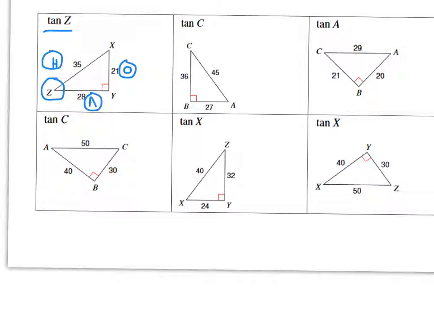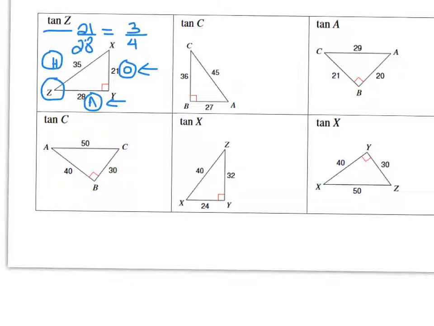I know the tangent ratio is the opposite leg over the adjacent leg. So the O over the A, opposite leg over adjacent leg. So I'm going to write the tangent of angle Z as 21 over 28. Now, that reduces. Both of those numbers are divisible by 7. So if I divide both numbers by 7, or you can just use your calculator, it reduces to 3/4.